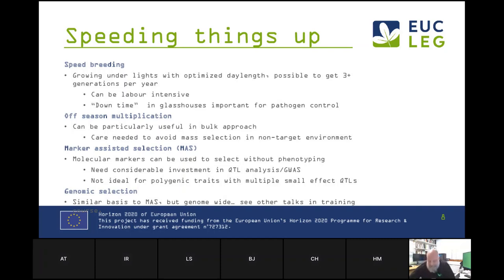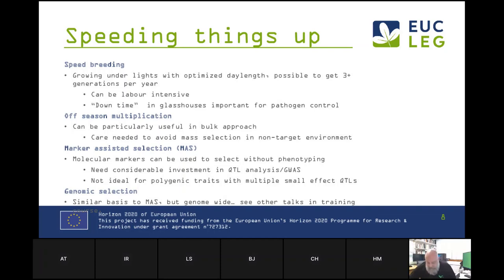Genomic selection is a refinement of marker-assisted selection, and you're going to be hearing an awful lot about this over the next 2 days, so I'm not going to go into any great depth. Basically, it models effects of all markers across the genome on traits of interest.